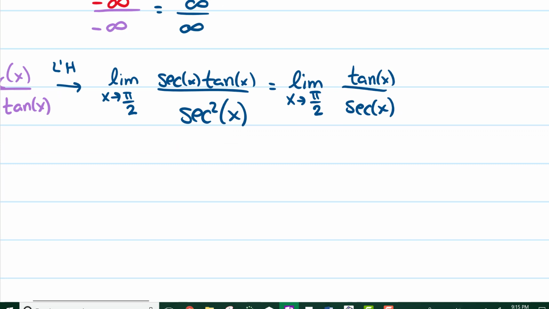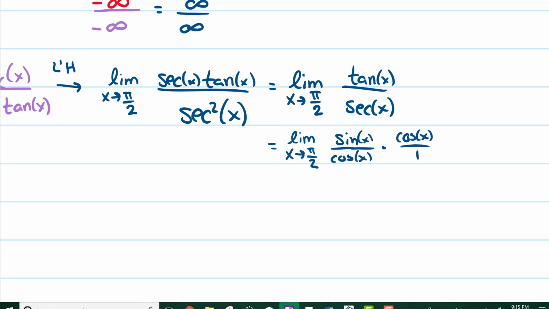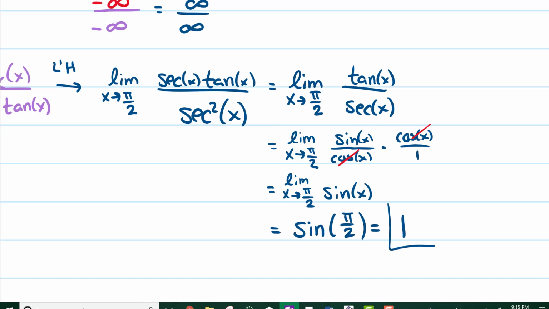And just simplifying now, this is the limit as x approaches pi over 2. I'm going to write tangent as sine over cosine of x, and I'm going to write secant as 1 over cosine of x. So my cosines are going to cancel off, and I'm going to get the limit as x approaches pi over 2 of sine of x. And then by doing a direct substitution, I get sine of pi over 2, which is equal to 1. So the limit of our crazy function in the beginning just turns out to actually be 1.